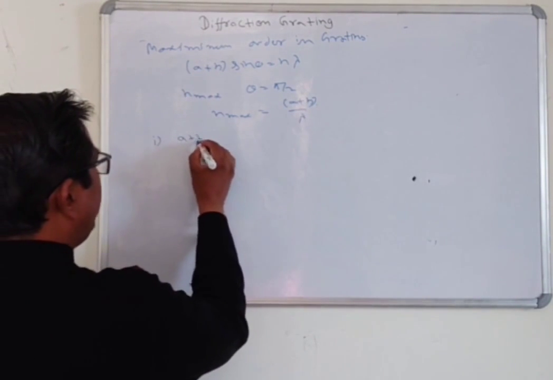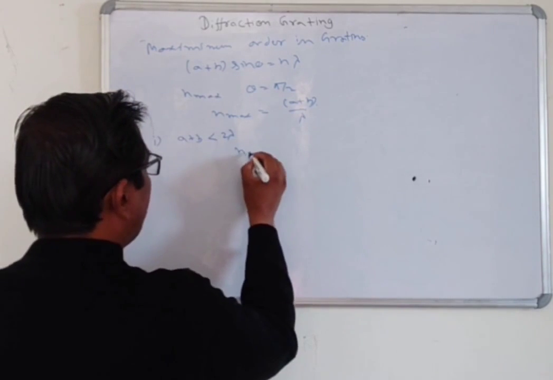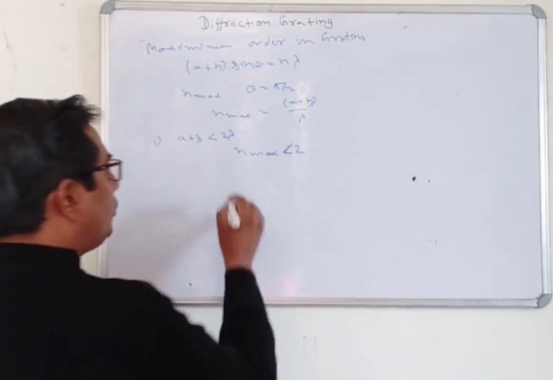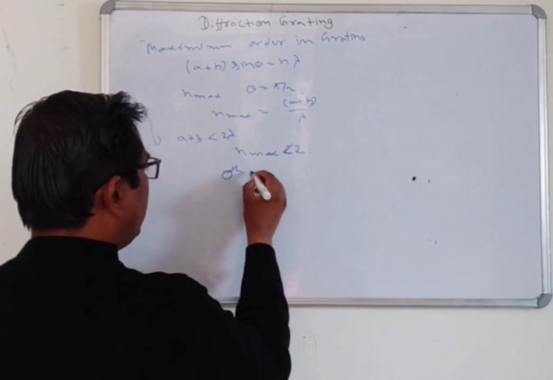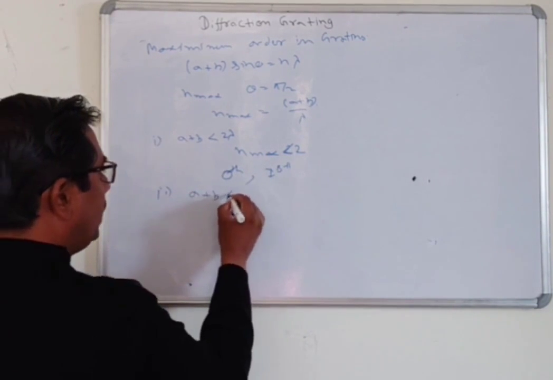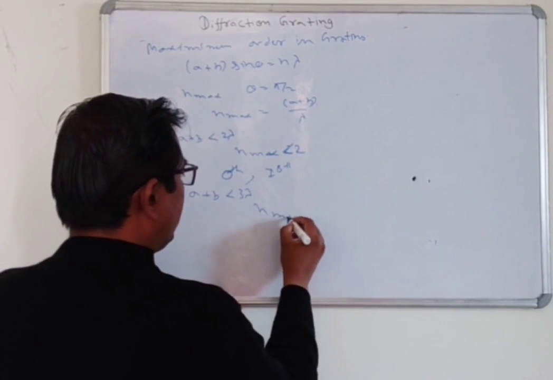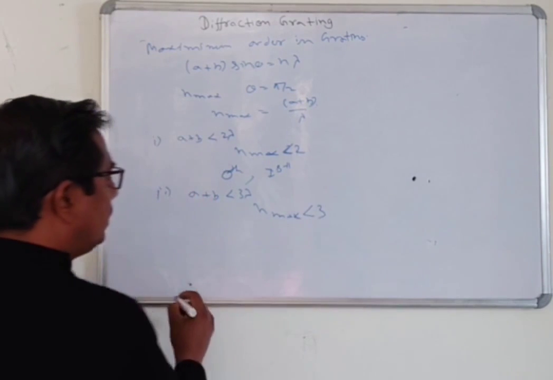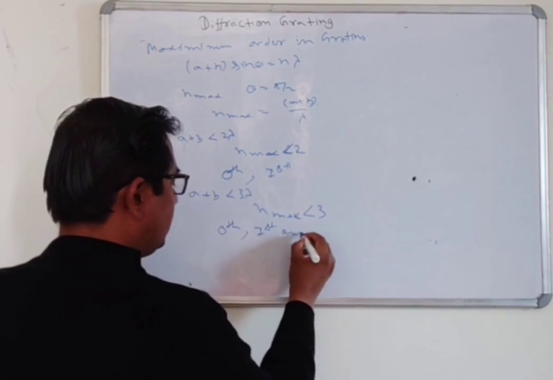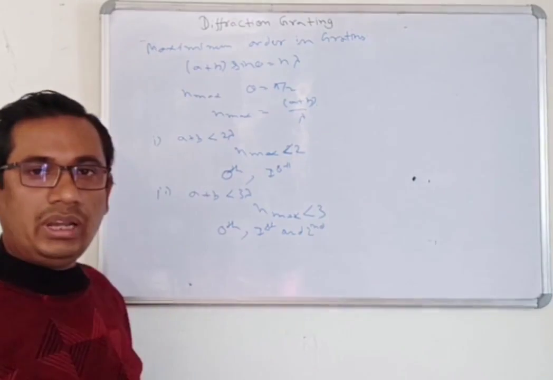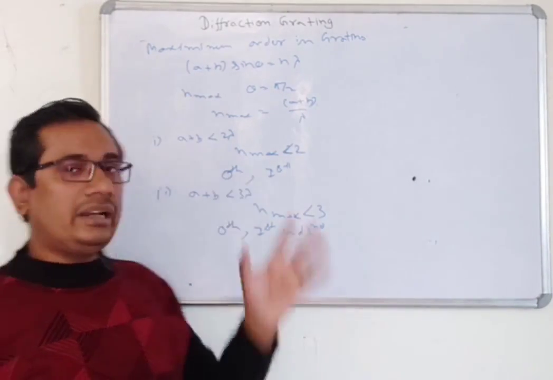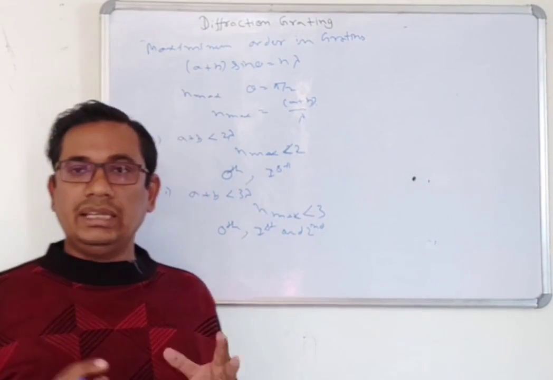First case, when a plus b is less than 2 lambda, the value of n maximum is less than 2. It means that you will observe only the 0th order and first order. Okay, and when a plus b is less than 3 lambda, n maximum is less than 3. It means that you will observe the 0th order, first order and second order only. This is the condition for formation of the spectrum in a grating.